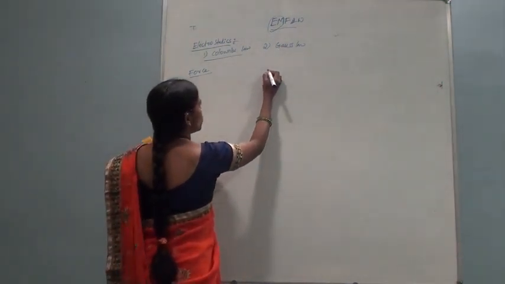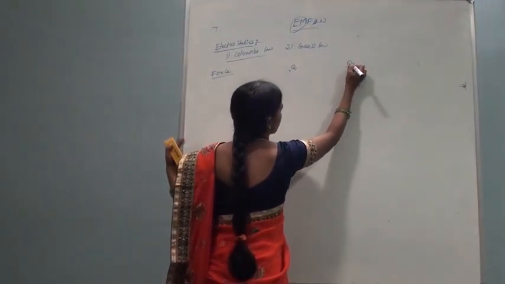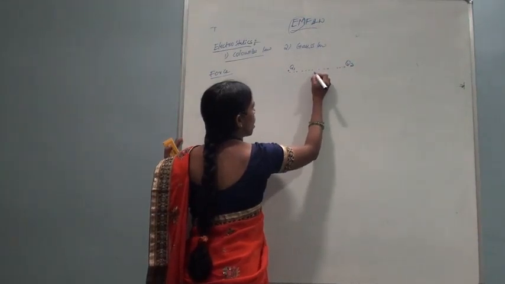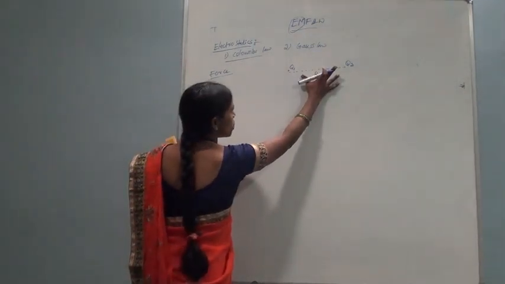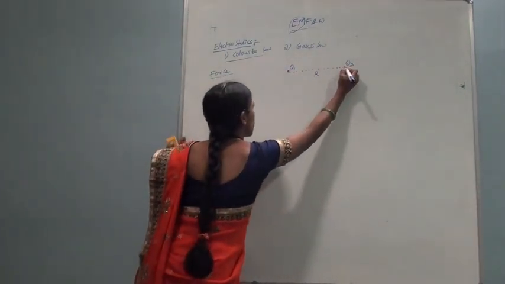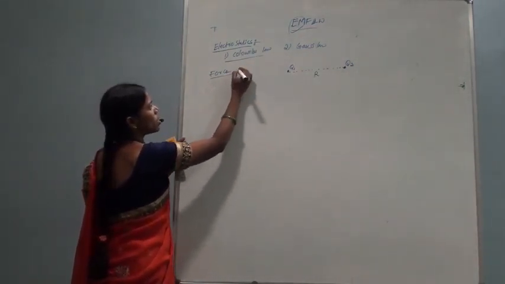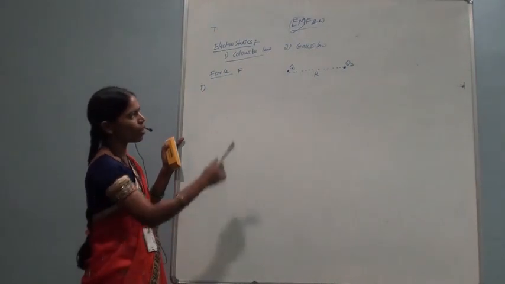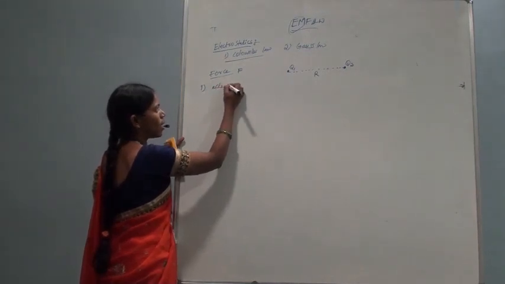For this, consider two point charges. Let us name them Q1 and Q2. The distance between these two point charges is given by R. Now, we know that there exists a force between these two point charges. That force can be either a force of attraction or a force of repulsion based on the polarity of the charges. Coulomb's law states that the force acting between the two point charges Q1 and Q2 acts along the line joining them.